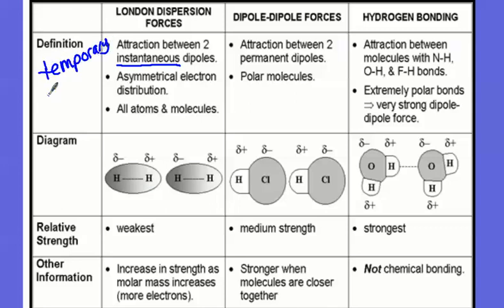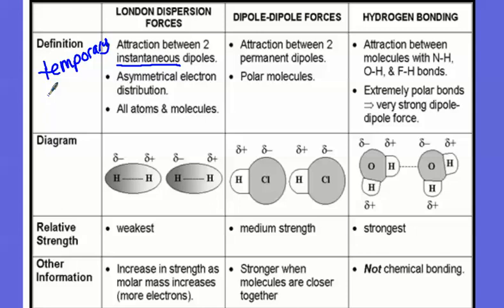So it happens for a moment. For a moment we have two partial charges from an asymmetrical electron distribution. It happens for a moment. It is not permanent. This occurs in every single atom. So polar, nonpolar, this happens in everything.